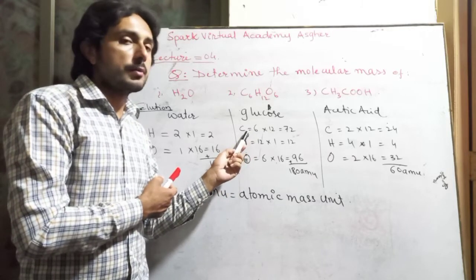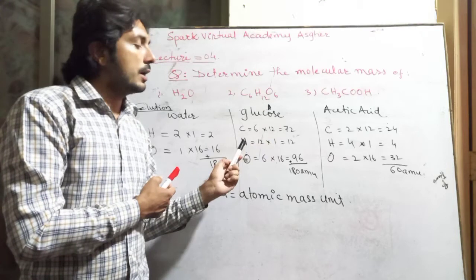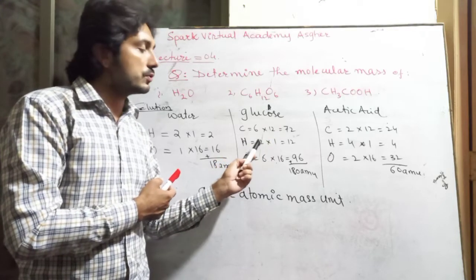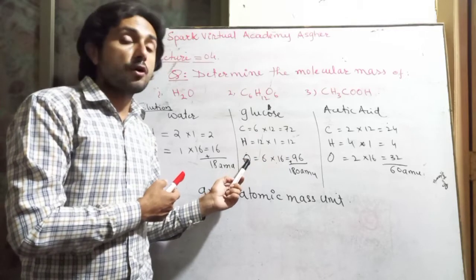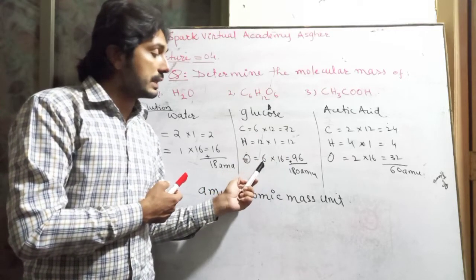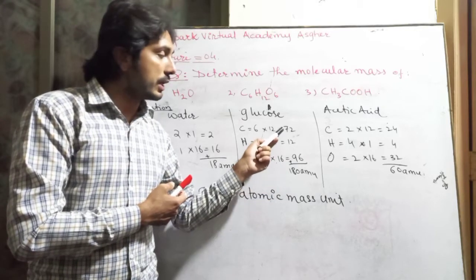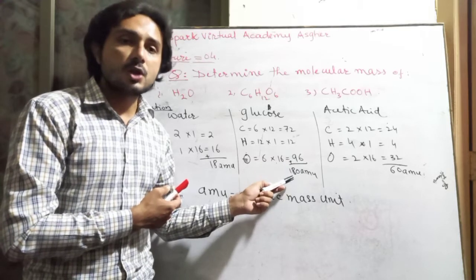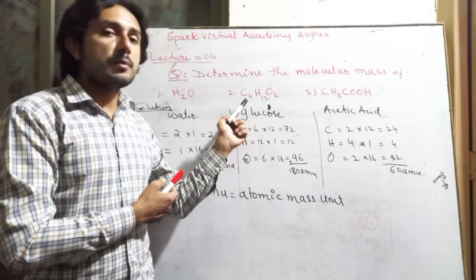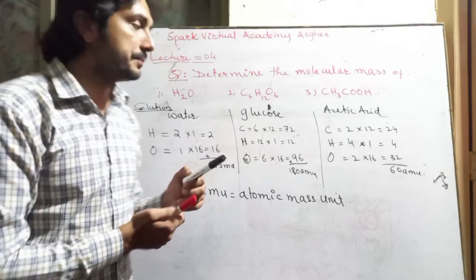The atomic mass of carbon is 12, so 6 multiplied by 12 becomes 72. Hydrogen's atomic mass is 1, so 12 multiplied by 1 becomes 12. And the atomic mass of oxygen is 16, so 6 multiplied by 16 becomes 96. And then finally we add the 3 results, and the result becomes 180. So the molecular mass of glucose is 180 AMU, atomic mass unit.